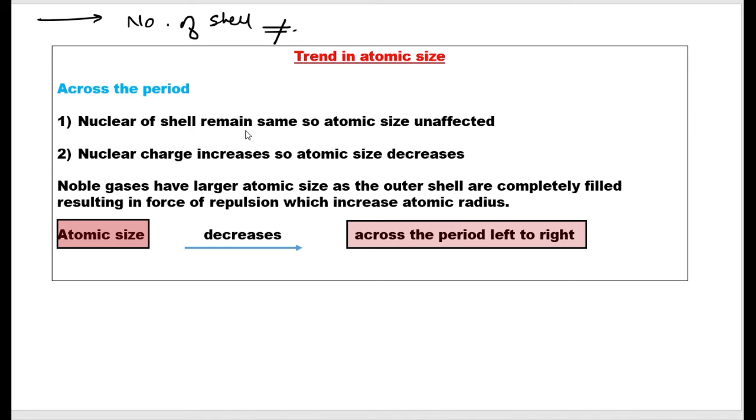So what is changing across the period, one factor which changes, is the nuclear charge. It increases along the period. Why will the nuclear charge increase? It is because across the period, when you are going, atomic number is increasing, and you know atomic number is equal to the number of protons. So if the number of protons is increasing, the positive charge is also increasing. As the positive charge density is increasing, the nuclear charge will increase.